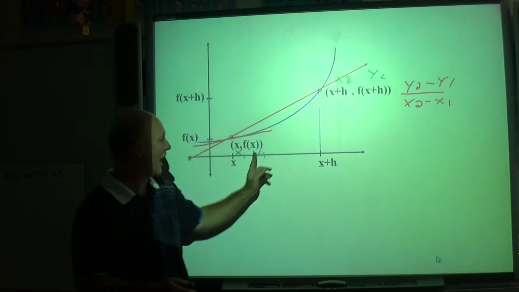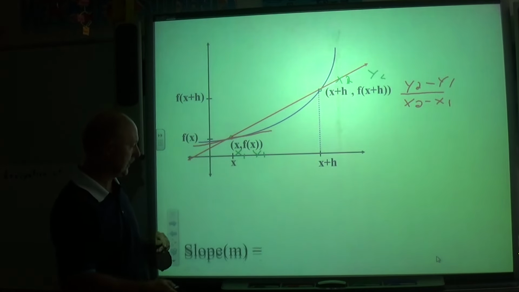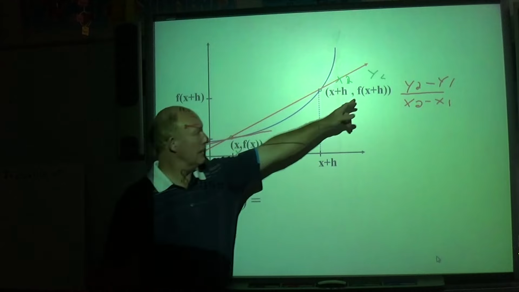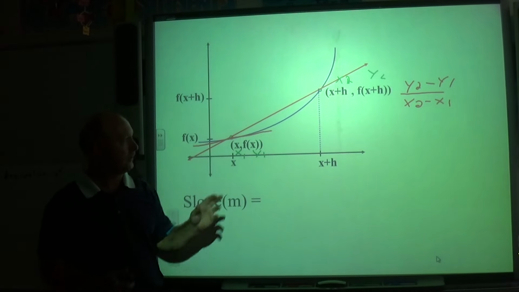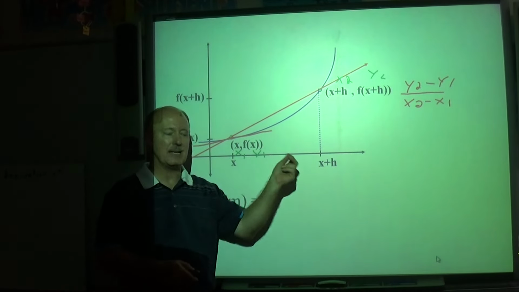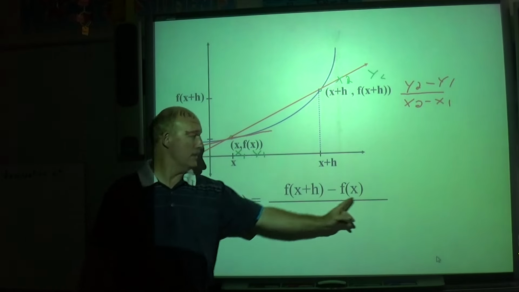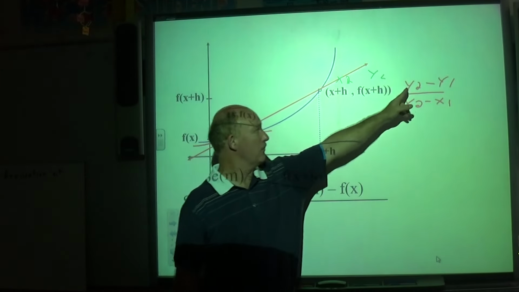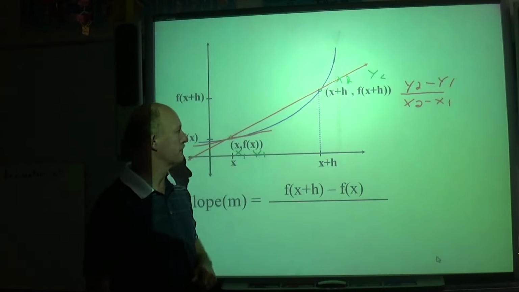So we're going to subtract our y's. When you subtract your y's, now we're going to get the slope. That'll be y2 minus y1, so the function of x plus h minus f of x. In the numerator, this is going to describe our slope. Remember, this is nothing more than y2 minus y1.